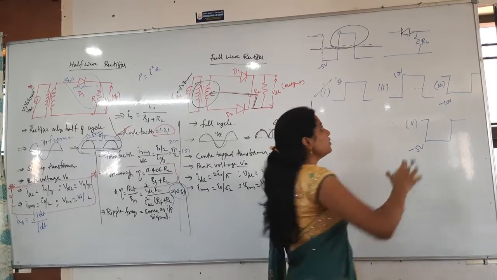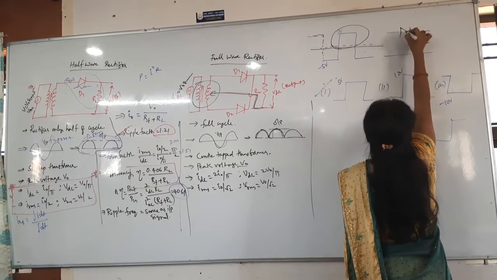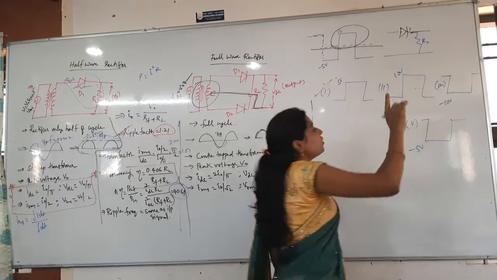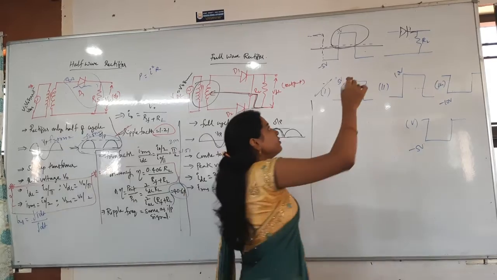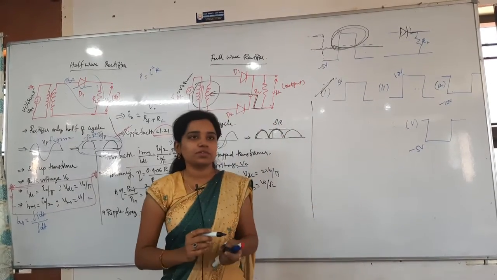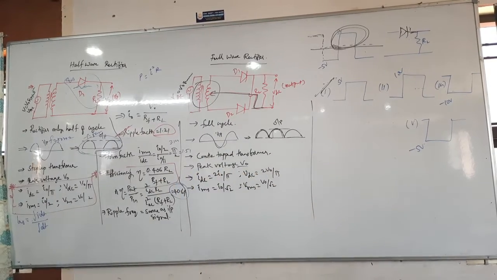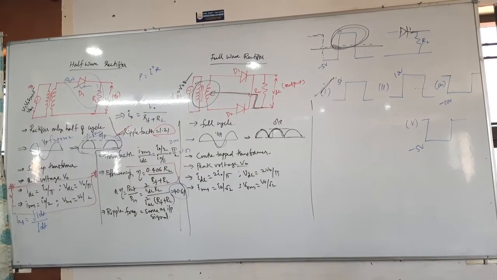Clear? Now this one is forward biased here. Whenever it is forward biased, at that time it will rectify only the positive half cycle. So I have taken only the positive half cycle. So the answer is this one. Clear? That is the simple problem. Only that question came on rectifiers. That's it. Nothing else. Then next one, next problem.